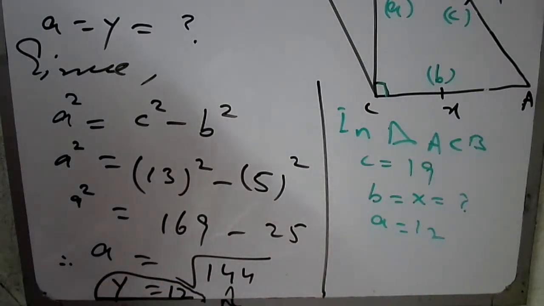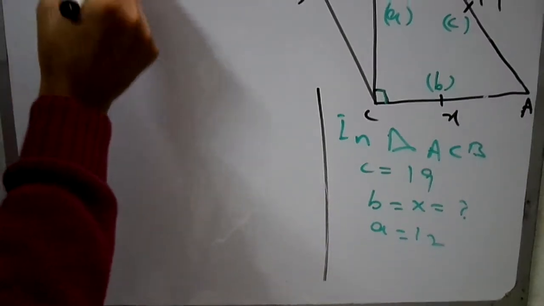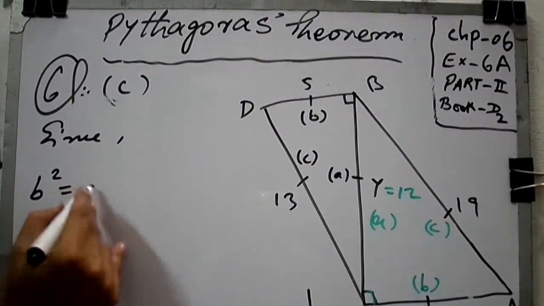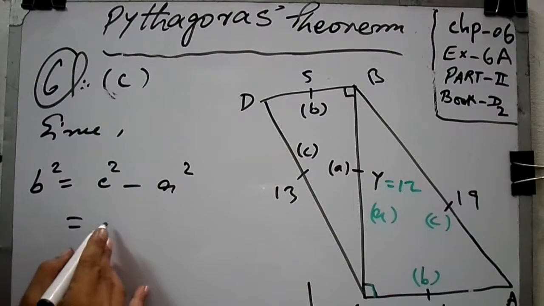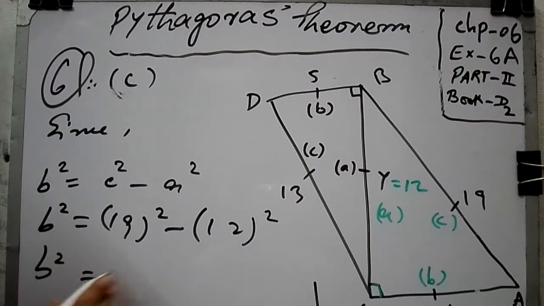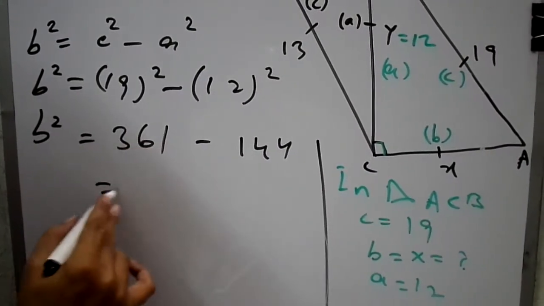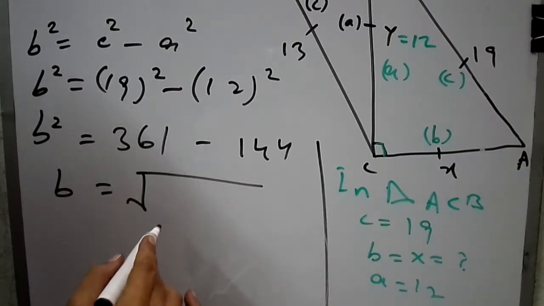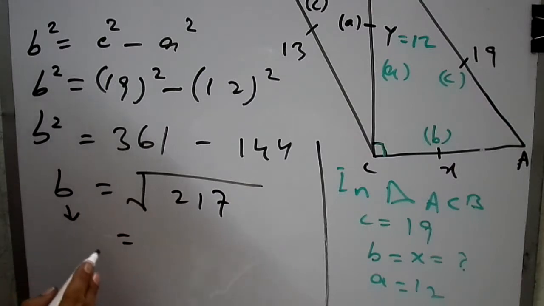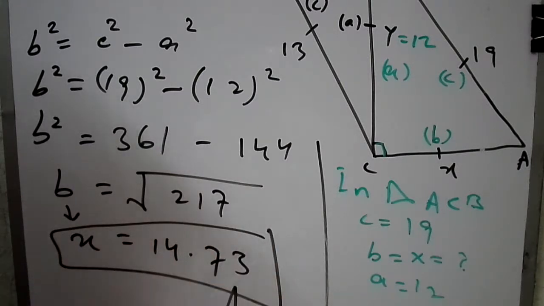So we have the formula, by Pythagoras theorem, B square is equal to C square minus A square. Putting the values, C is 19, A is 12, so B square is 361 minus 144. So the value of B is under root 217. Actually, what is B? B is actually your x, and the value of x is 14.73. So that is your result.